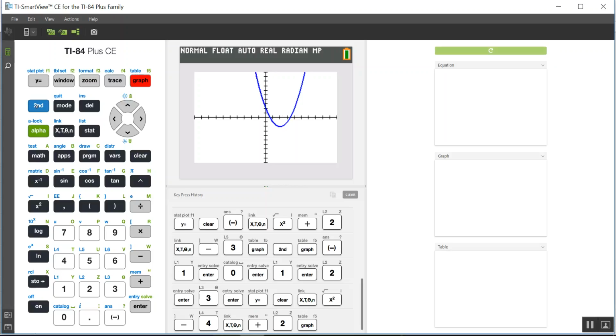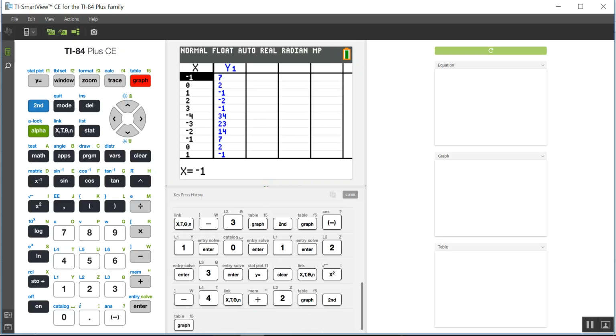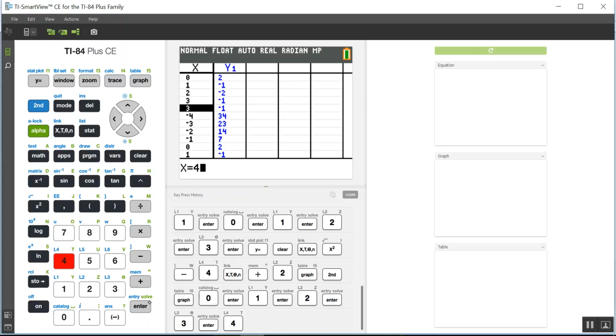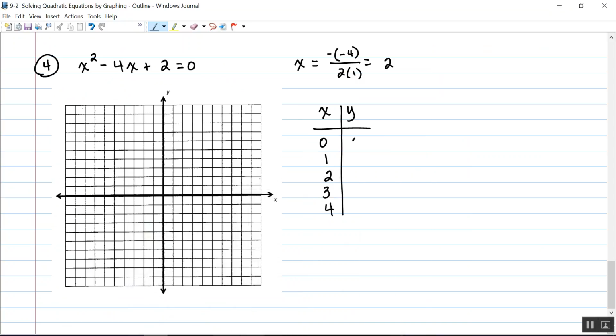And let's get a table of values, some numbers to put in. And we start our table with 0, 1, 2, 3, and 4. Okay, and that gave me y values of 2, -1, -2, -1, and 2. Let's go ahead and graph those. So 0, 2, 1, -1, 2, -2, 3, -1, and 4, 2.